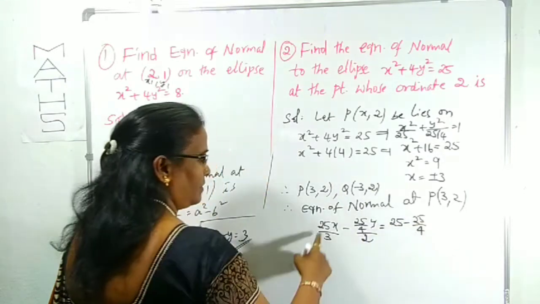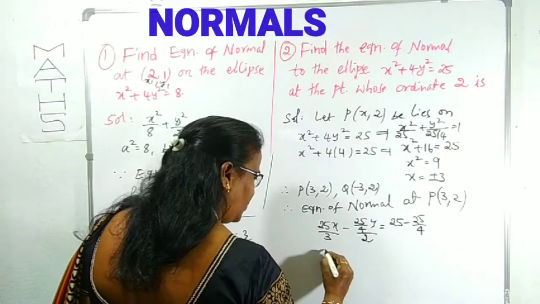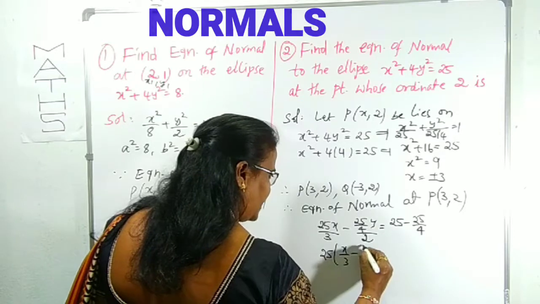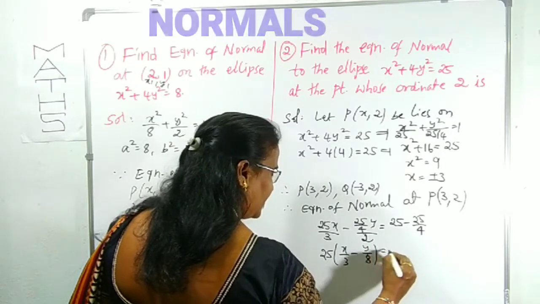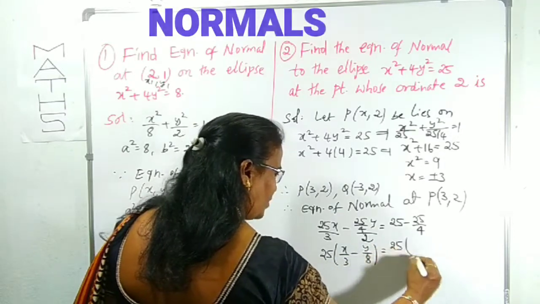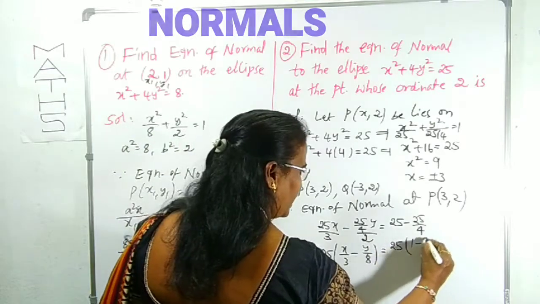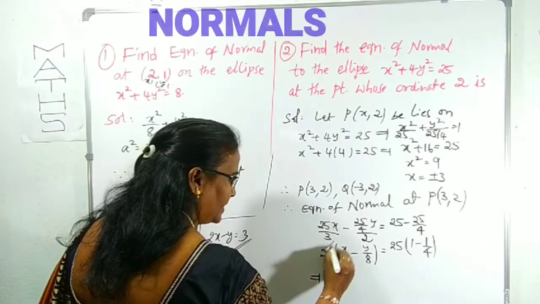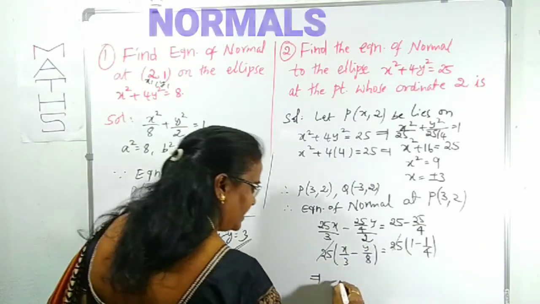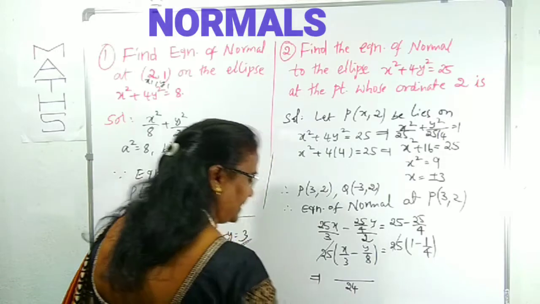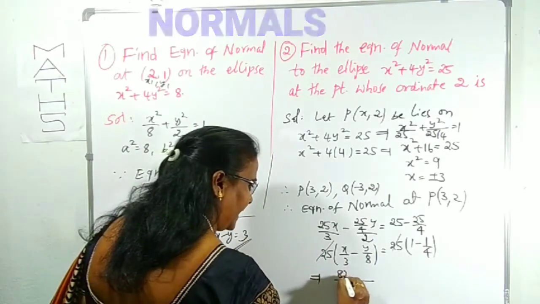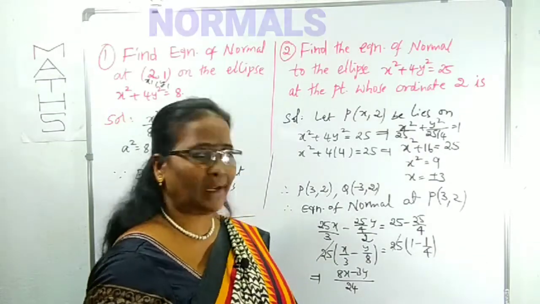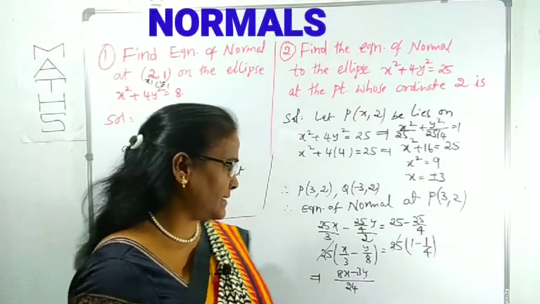Clear? Now taking 25 common for easiness, on the left side we get x by 3 minus y by 8. On the right side, also taking 25 common, it becomes 1 minus 1 by 4. Throughout, 25 is cancelled. What is the LCM here? 24, LCM 8, so we get 8x minus 3y. You know all these calculations very well, so this calculation part you have to minimize.